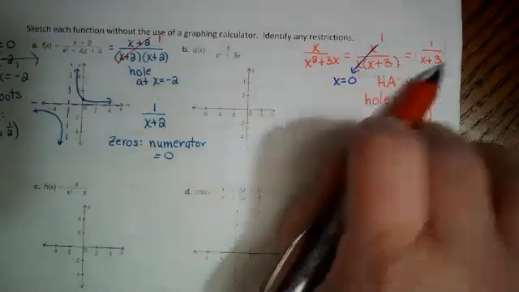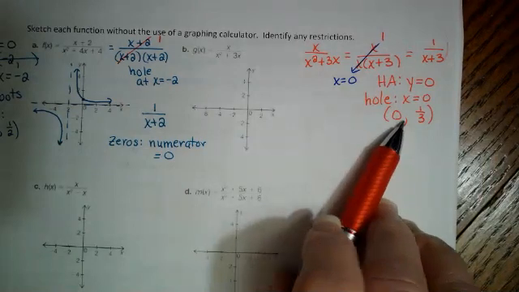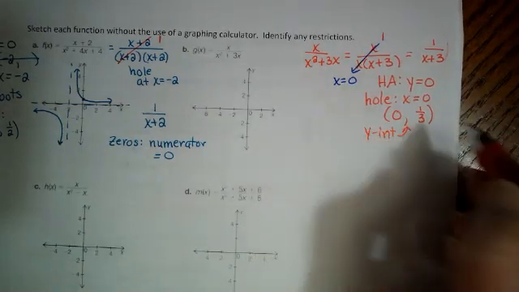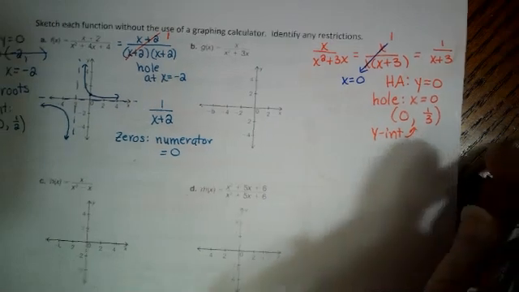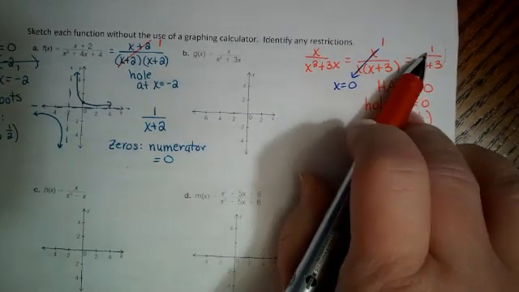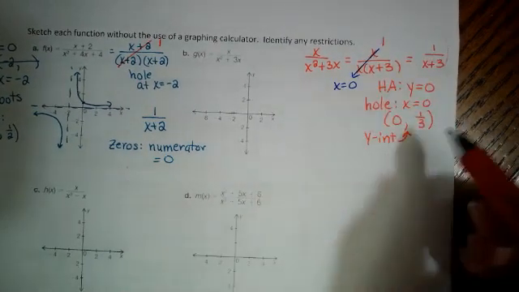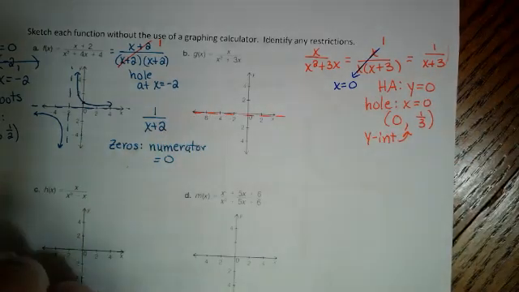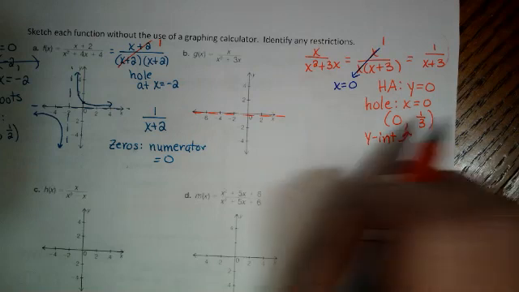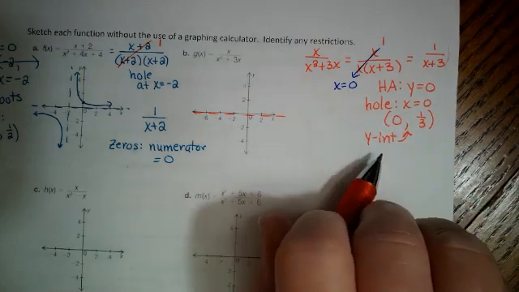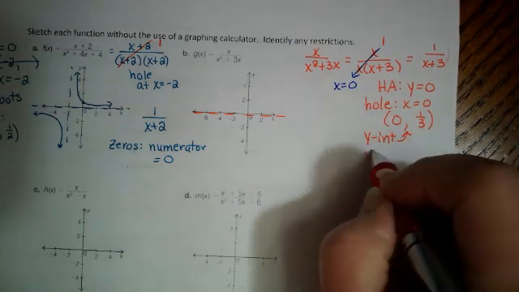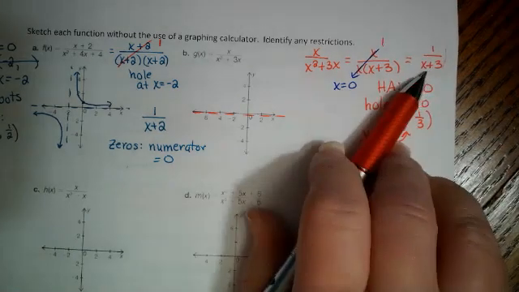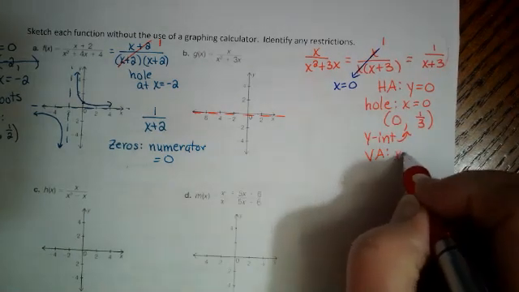Now if we take this function, I think we already found the y-intercept because the y-intercept is the same thing as the hole. There are no x-intercepts because I can't make that numerator equal 0. So my graph, y equals 0, x equals 0 is the hole. So 0, 1/3. We never found the vertical asymptote. The vertical asymptote is what makes the denominator equal 0. And that was x equals -3.